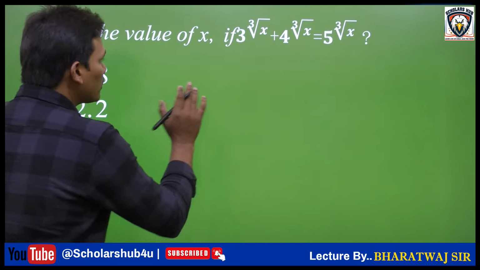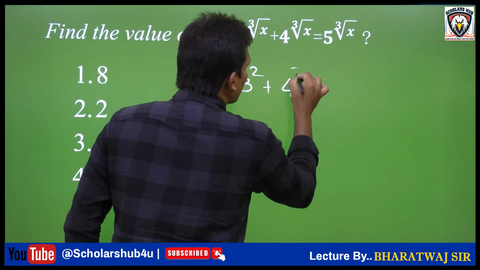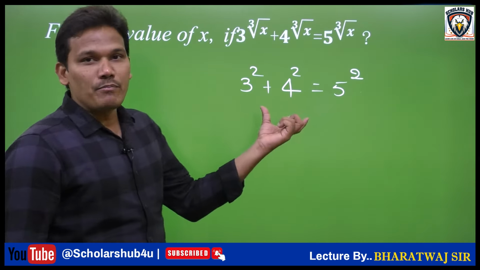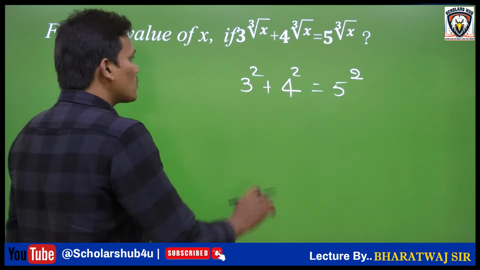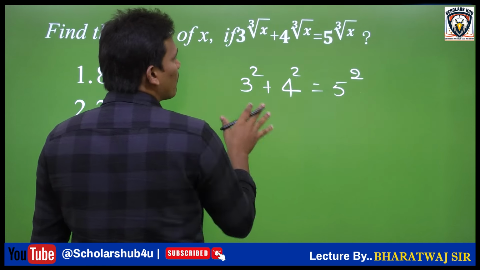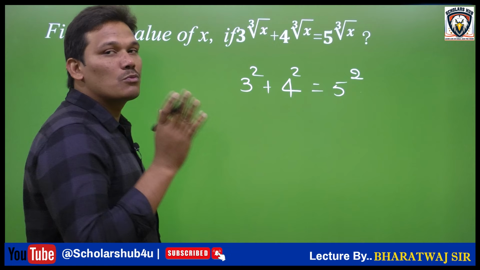And we know that 3 square plus 4 square is equal to 5 square, right? So this is nothing but a Pythagoras triplet, right? So just compare these two equations. So all base numbers are same in both the equations, 3, 4, 5, 3, 4, 5. And powers have to be equal.